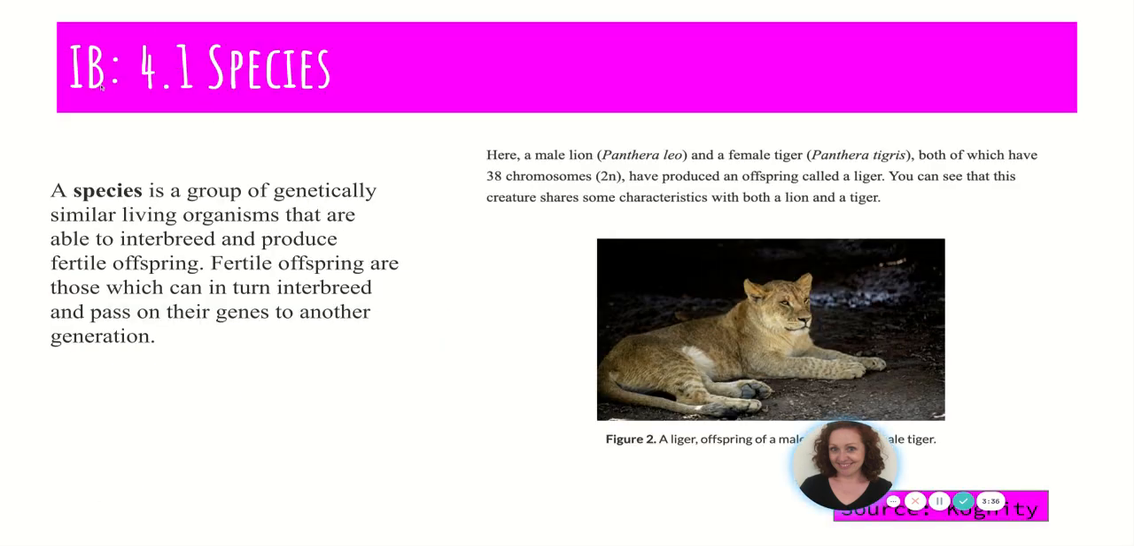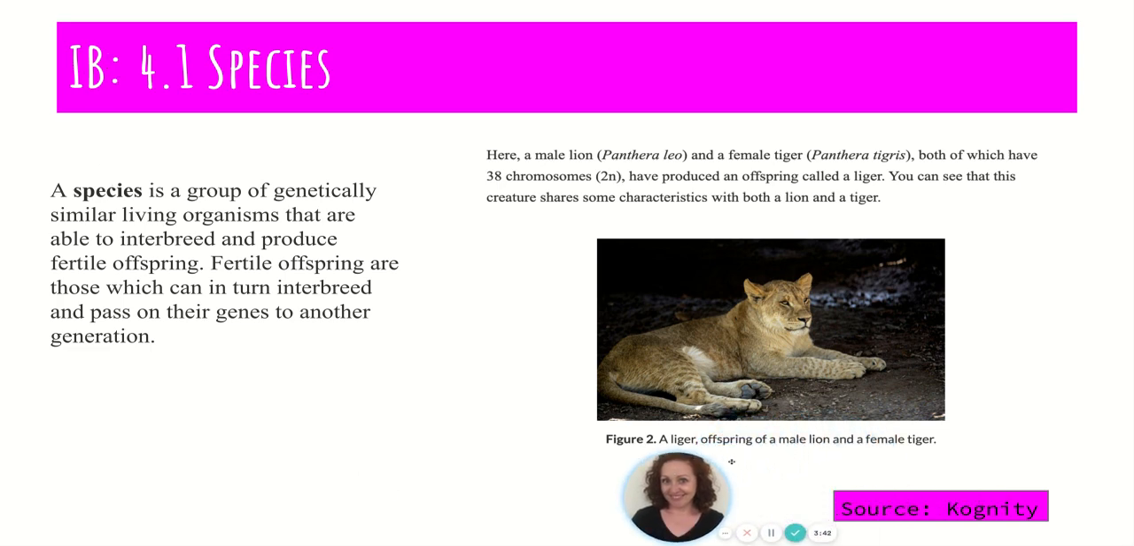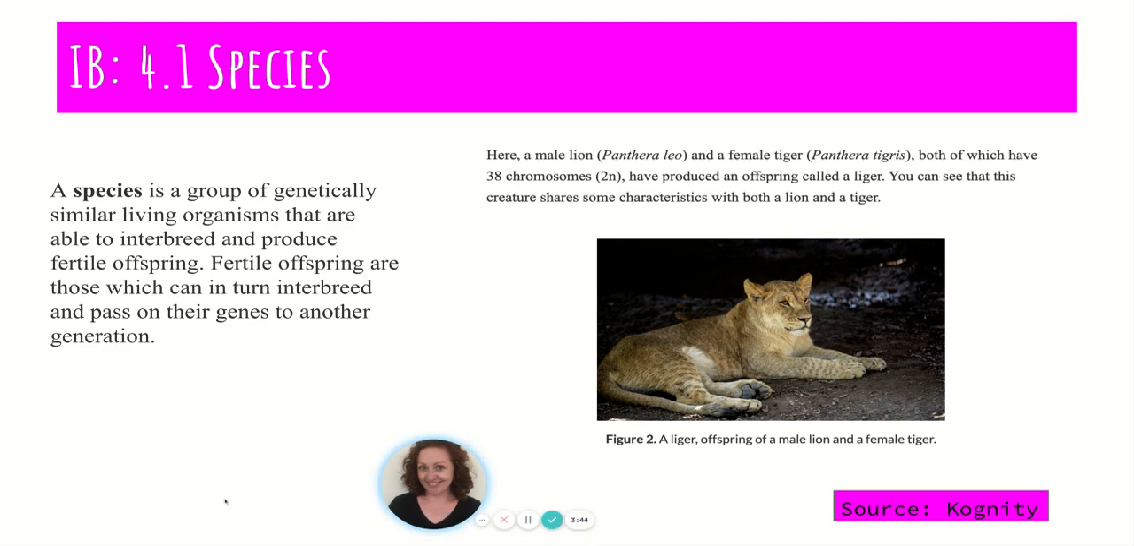If you look at these slides here that have the pink and then they have IB, these are IB curricular targets, so you're welcome to check them out. There's some really good information on them, but these go a little bit beyond our scope. And so here you can see an example of a species. We do talk about species, so this might be helpful to you.